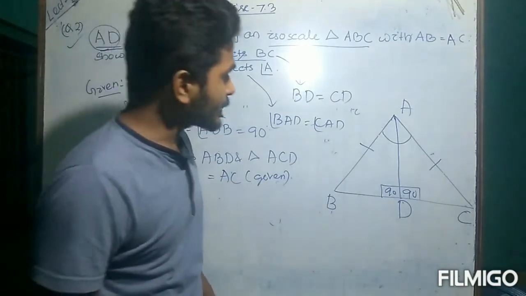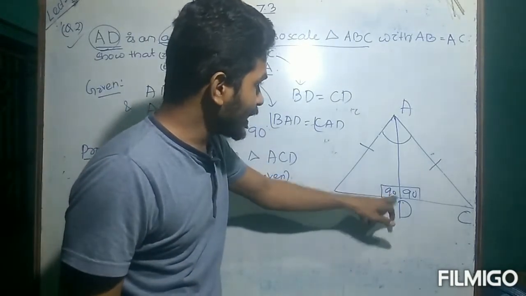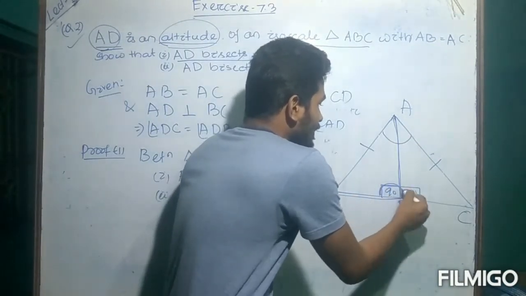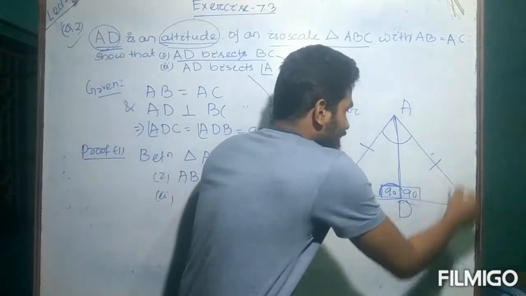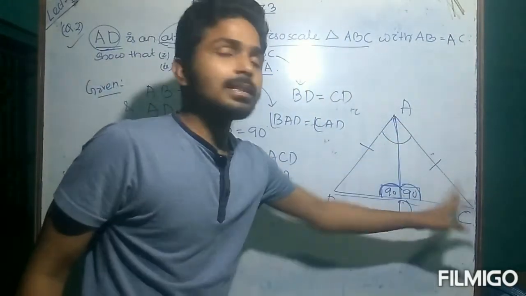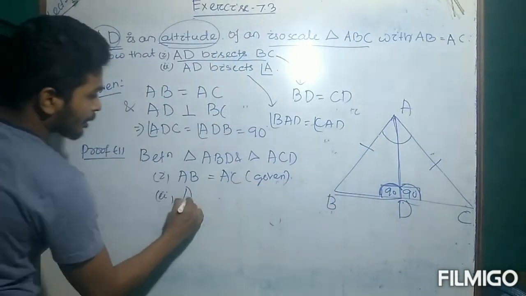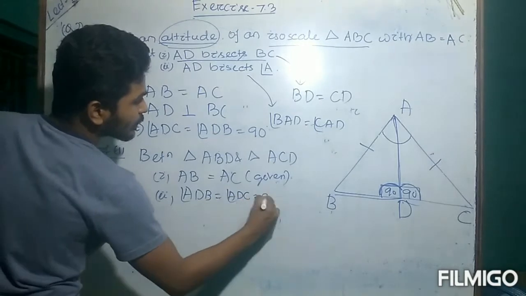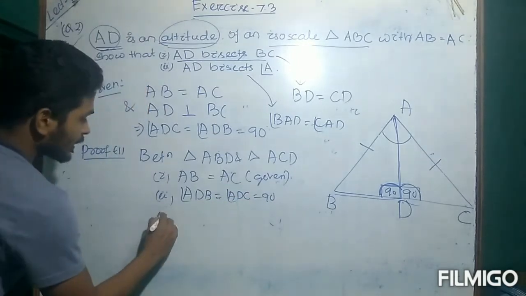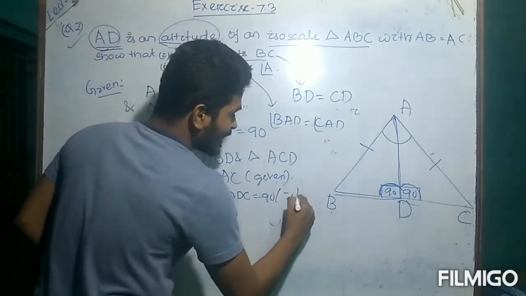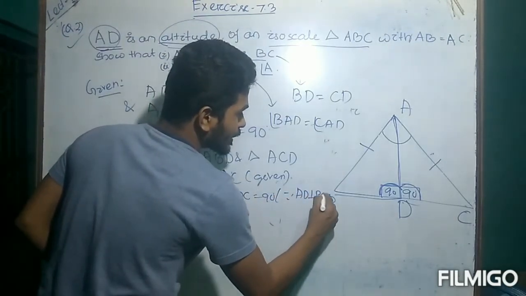Okay. Next, this angle. Which angle? This angle is 90 degree, and for this triangle ACD, this angle is also 90 degree. So angle ADB is equal to angle ADC is equal to 90 degree. Third, you have to write the reason. The reason is that AD is perpendicular on BC here.